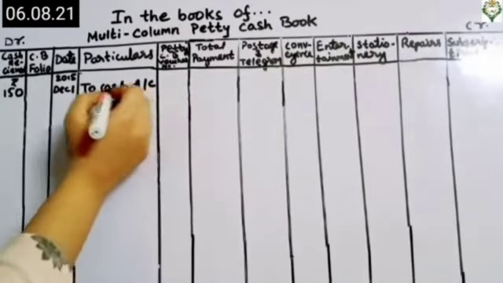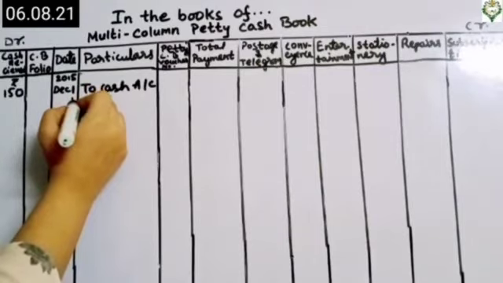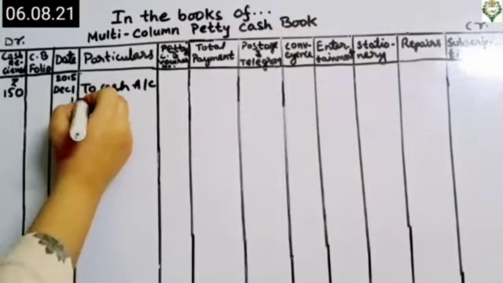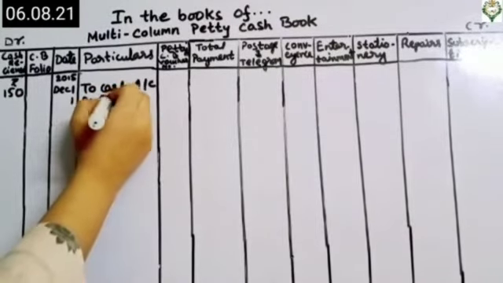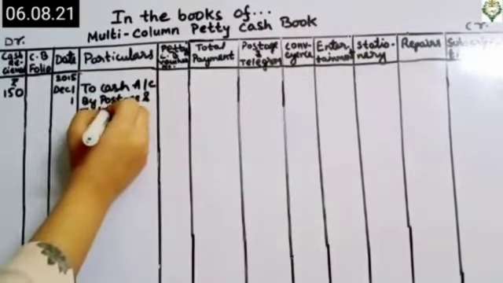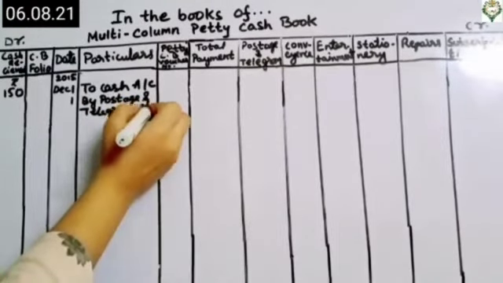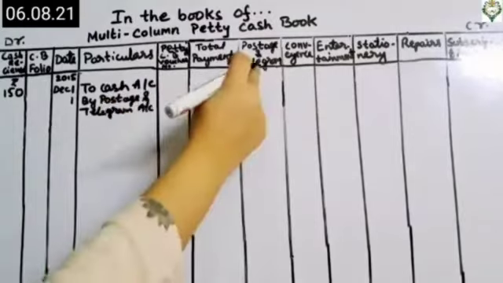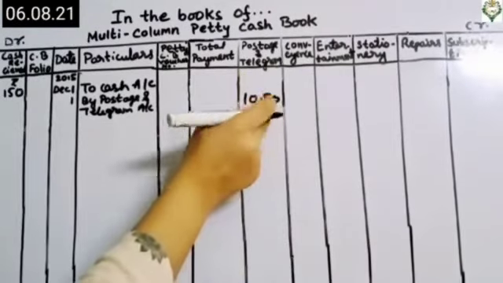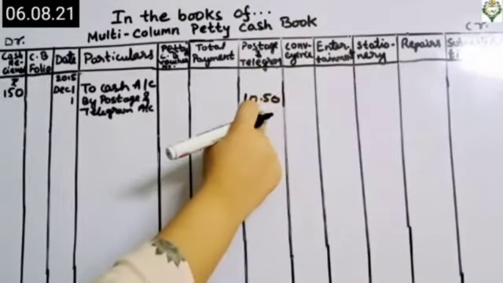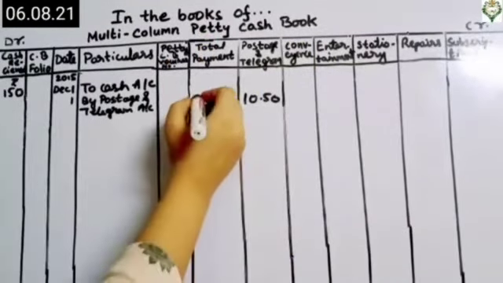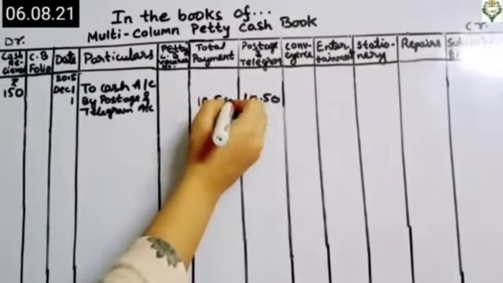Then come to next transaction, that is also been done on 1st December. It is for postage and telegram, okay, postal charges paid. So we have to write here by postage and telegram account, okay. And that we have to record in the postage and telegram column, that is 10.50. But we have to also record in the total payment. All the transaction that we will record separately, that amount we have to record in the total payment column also, okay. So we will write here also 10.50.